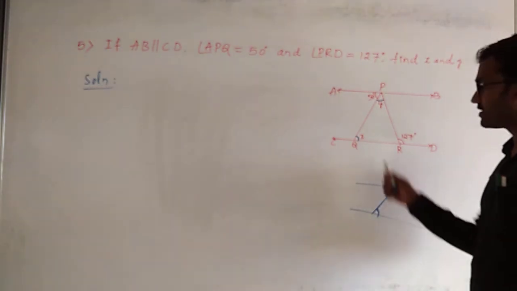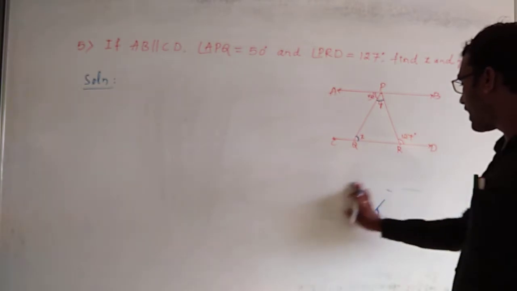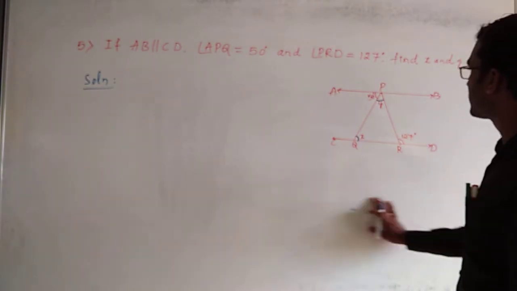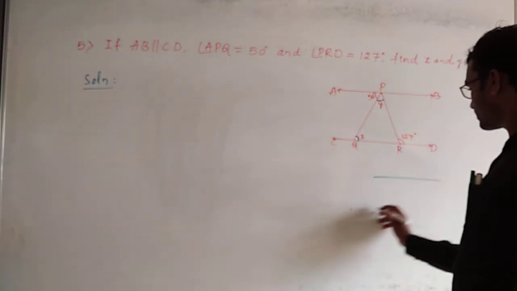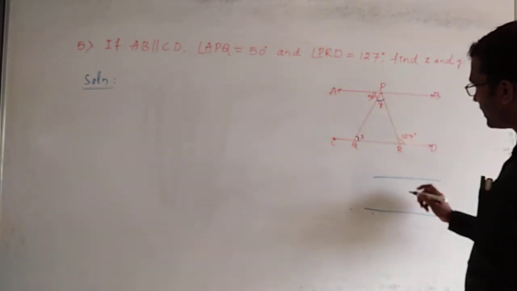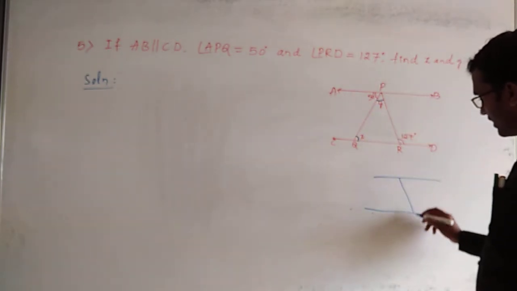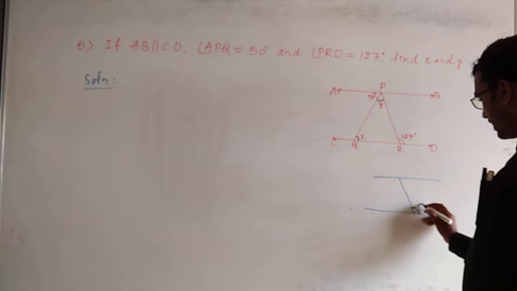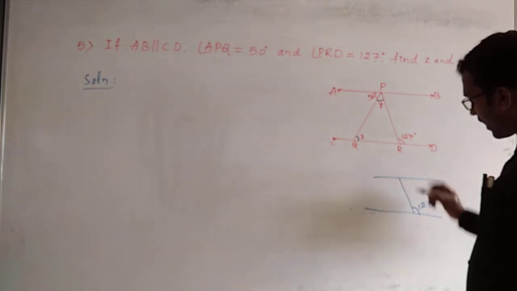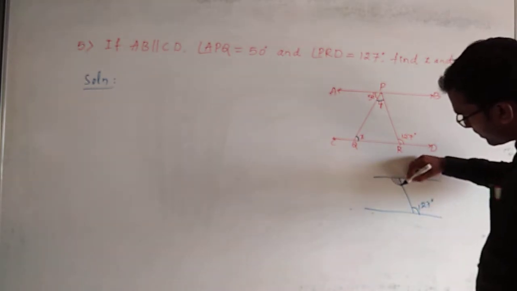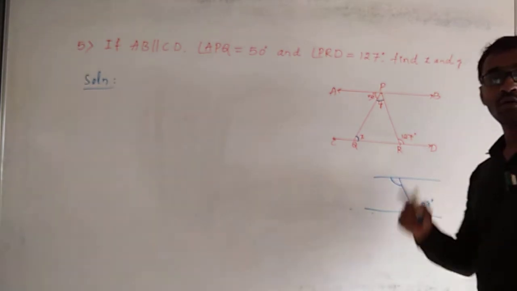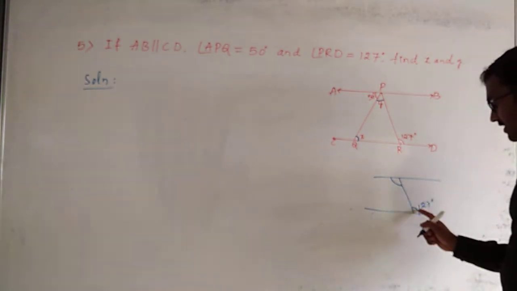Yeah, clear? X is 50. Okay, next, y. So y 50 under line PR. This is 127 degree. How is the angle total? It is also totally 127 degree because they are alternate angles.